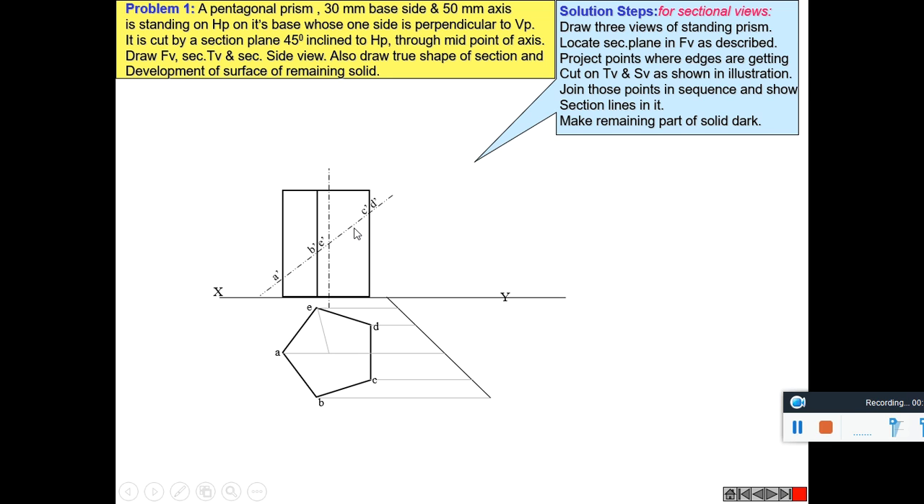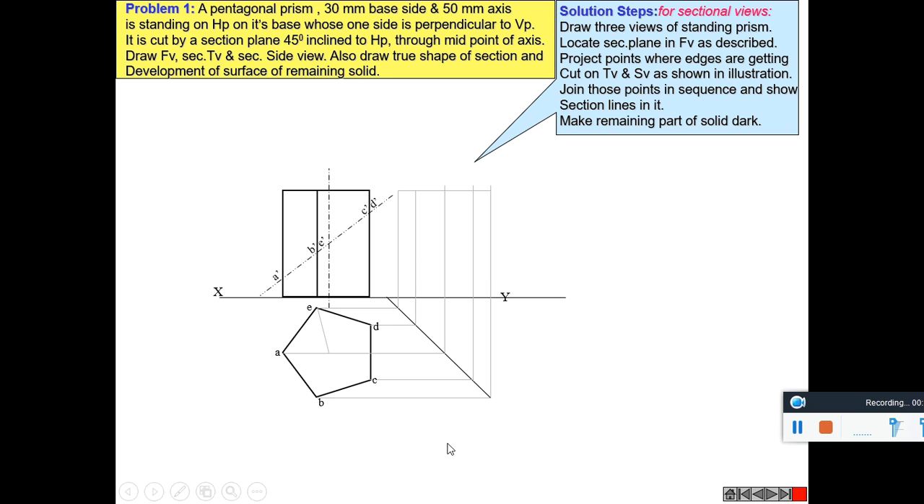The section plane is drawn at an angle 45 degree and passing through the midpoint of the axis. This is the axis. It is inclined at an angle 45 degree. So this is the point O. OA, OB, OC, OD and OE are the distance to its edges, to its corners. To draw its side view, we have to project it to a line drawn 45 degree inclined to XY line.